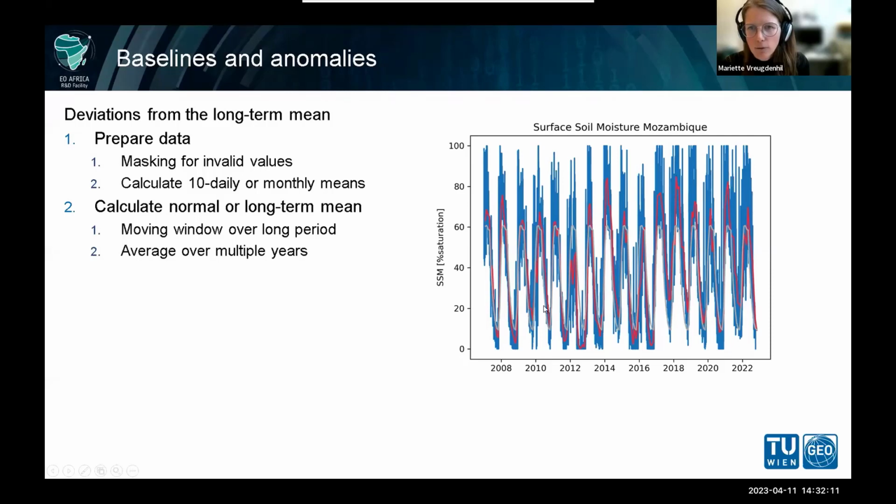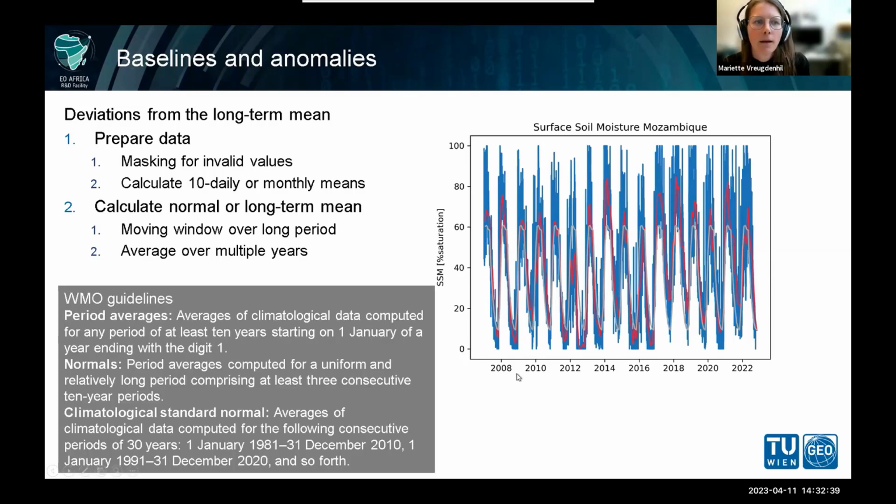We see that this gray line is always the same every year, and in the background we can already see that the red line, which were the monthly means, sometimes is very much below the normal. So, for example, in 2012 we can see very low values. And we can also see that sometimes it's higher than usual, so much higher than the climatology or the normal. For example, in 2014, we have very high values of soil moisture.